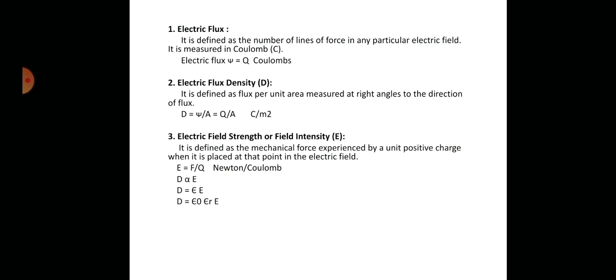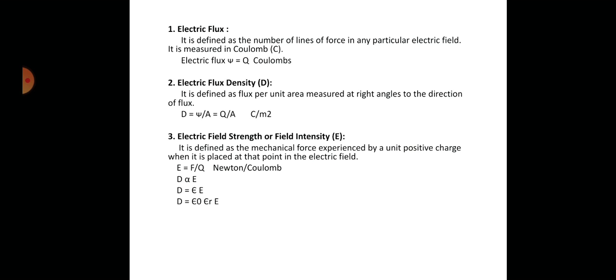Now some basic definitions related to the electrostatic field. The first one is electric flux. Electric flux is defined as the number of lines of force in any particular electric field, and it is measured in coulomb. So electric flux, denoted by psi, is equal to Q coulomb. The second one is electric flux density, denoted by capital D. It is defined as the flux per unit area measured at right angles to the direction of flux. So we can calculate D equals psi upon area, which is equal to Q upon area. The unit is coulomb per meter square.